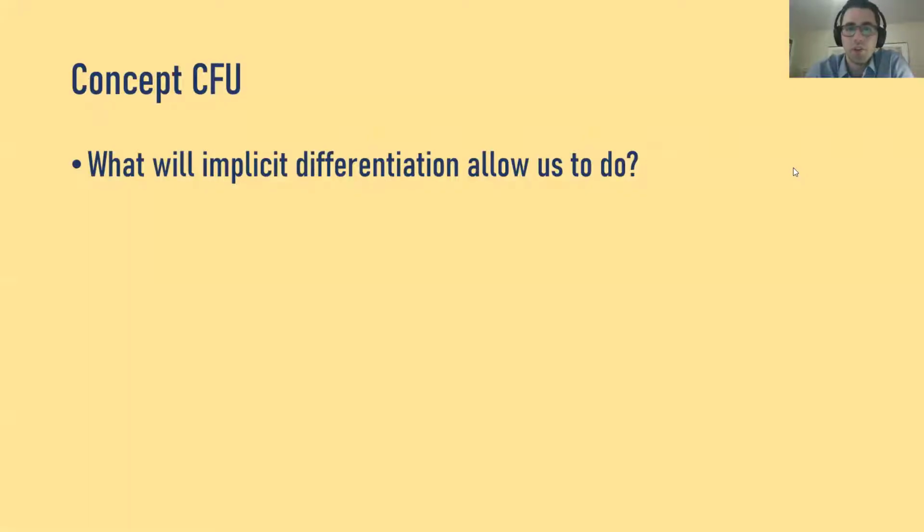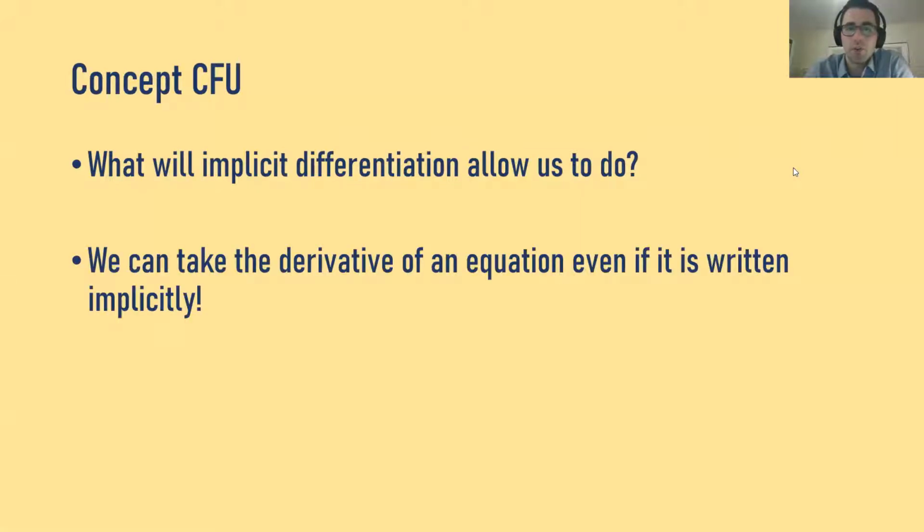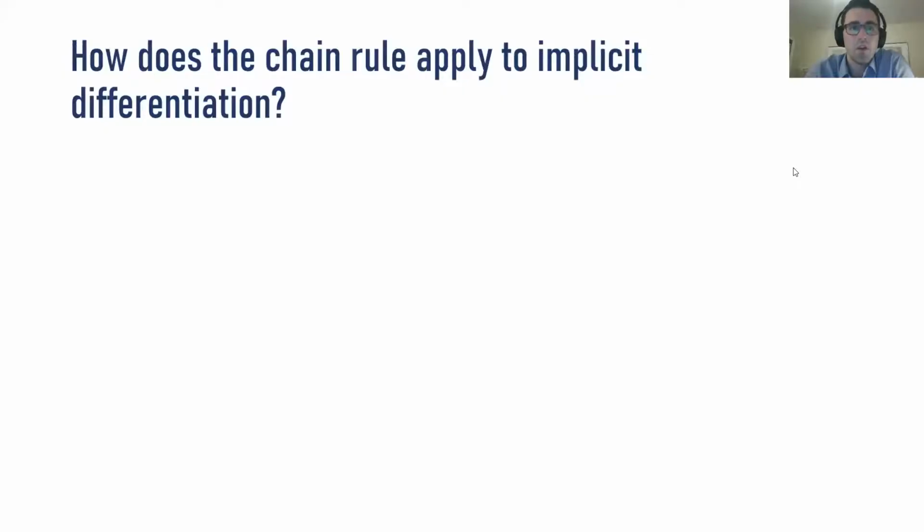So what will implicit differentiation allow us to do? Make sure you got that so far. That will allow us to take the derivative of an equation, even if it's written implicitly. So how does the chain rule apply to implicit differentiation? Implicit differentiation comes directly from the chain rule.